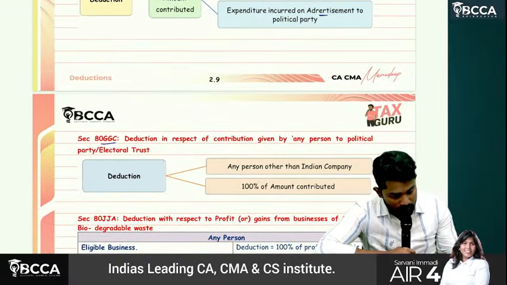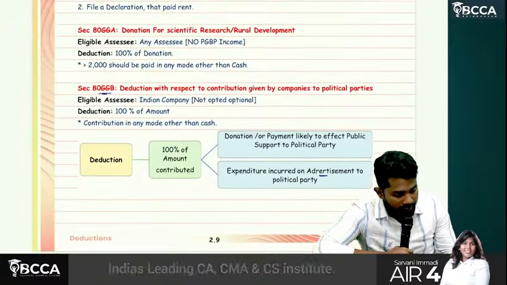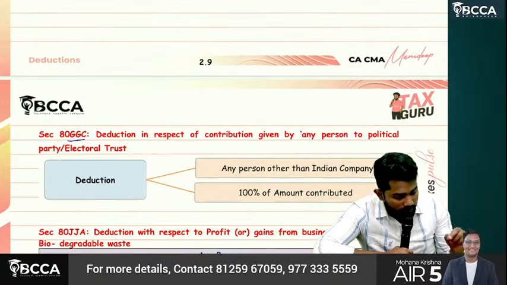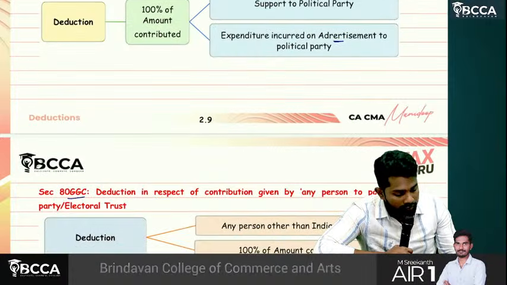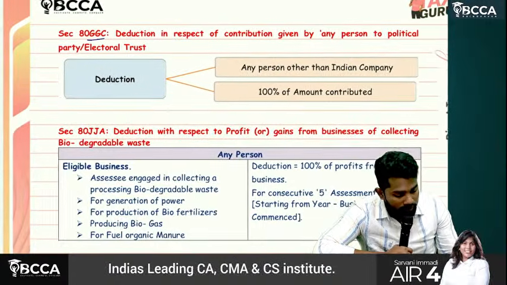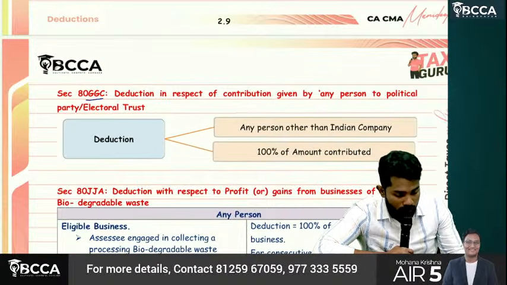Sir, if you want to write in the material also, make it clear. 80GGC, you can clearly specify that expenditure incurred on advertisement of political party is not allowed, not eligible.